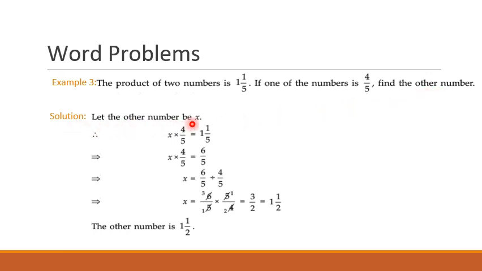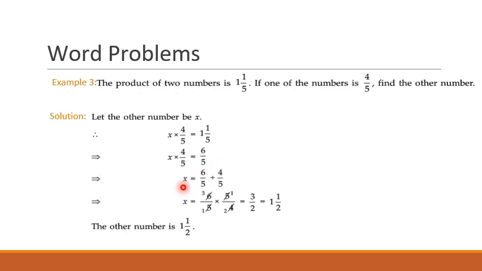Let the other number be x. So it is given x multiplied by 4/5 is equal to 1 1/5, because the product of x and 4/5 is 1 1/5. Now this 1 1/5 is a mixed fraction, so I convert it into an improper fraction. So 5 into 1 plus 1 is equal to 6 upon 5. The denominator remains the same. So x into 4/5 is equal to 6/5.